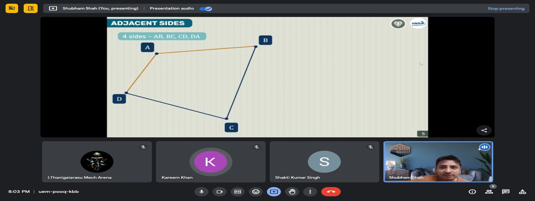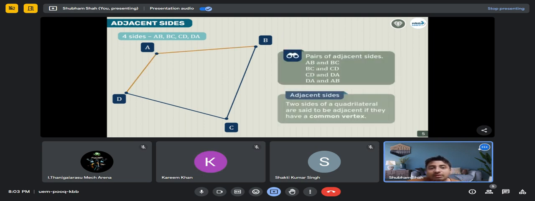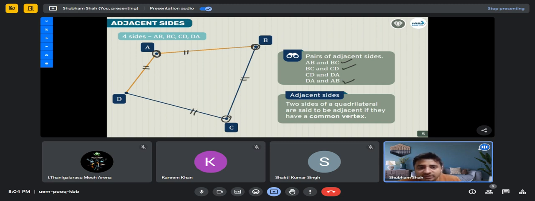What are adjacent sides? Adjacent sides are nearby sides joined by a common vertex. For example, AD and AB are two adjacent sides having common vertex A. The second pair is AB and BC with common vertex B. Third, BC and CD with common vertex C. Fourth, AD and CD with common vertex D. So these are the pairs of adjacent sides. Clear? Anybody is having any doubt?